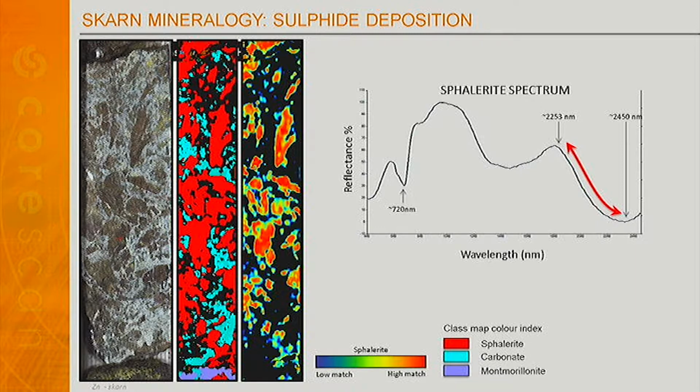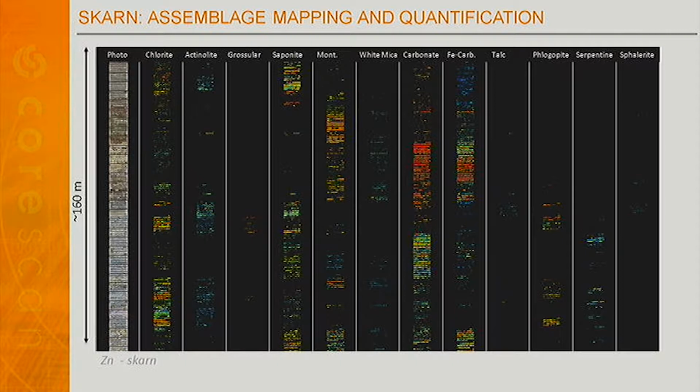Because most of this is probably what you thought I was going to talk about, how we can use various mineral assemblages to vector towards skarn mineralization. But I'm going to start out by showing you just, let's map the sphalerite. Let's directly detect the main host of zinc in this deposit. So I'm going to zoom way out here now. This is the zinc skarn. This is about 160 meters of core. These are basically core boxes stacked one on top of one another, and depth is down.